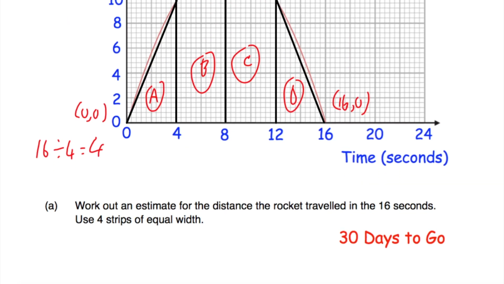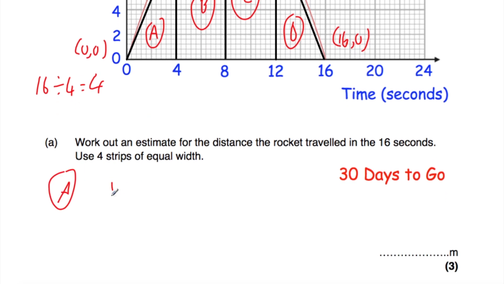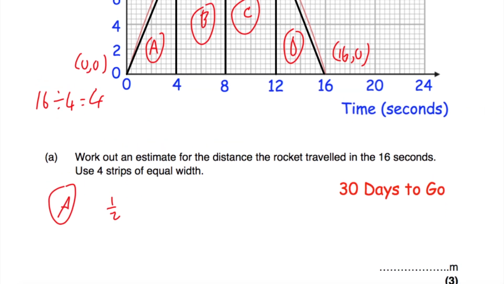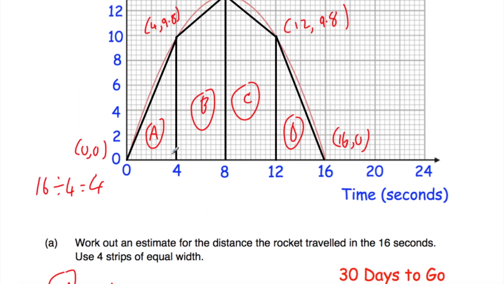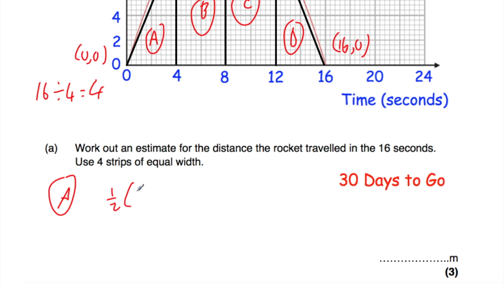Okay, so let's start off with the triangle, triangle A. So in terms of A, we're going to do half the base times the height. Now, because it's a triangle, the base of the triangle is 4. The height of the triangle is 9.8. So let's do a half of 4 multiplied by 9.8. And when we work it out, we get an answer of 19.6. That's 19.6.